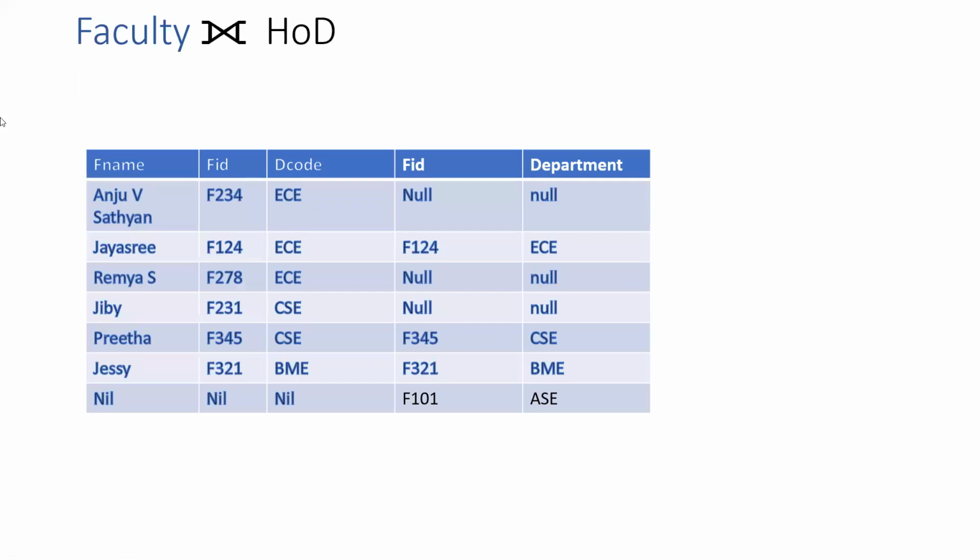Next, full outer join. Actually, full outer join is the combination of left outer join and right outer join. Faculty full outer join HOD is the combination of the left and the right outer join.